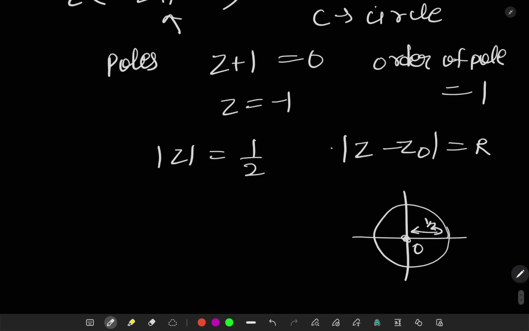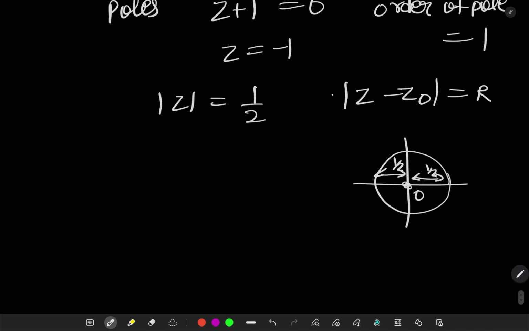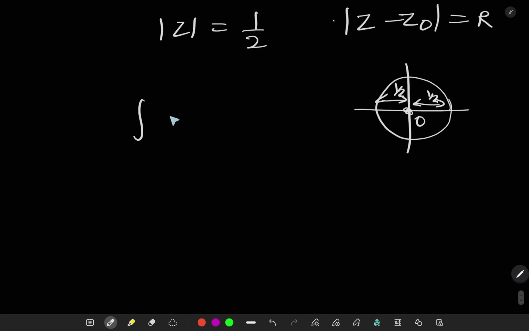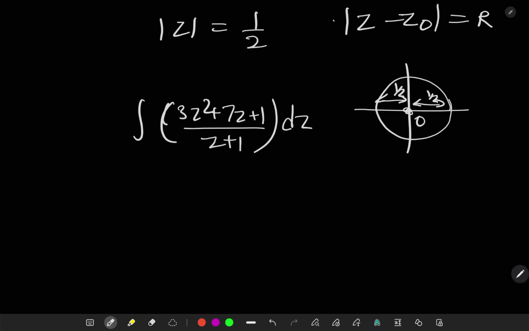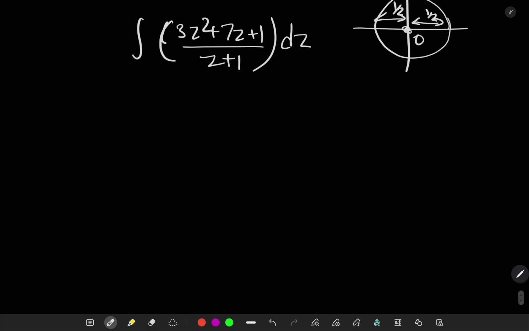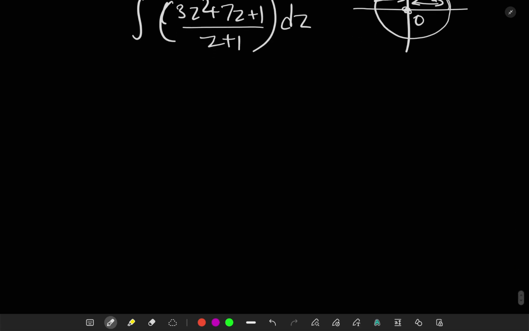Here you can see z = -1. If we see in this diagram, z = -1 does not lie inside this figure. So this integral becomes equal to 0, as we used here the Cauchy integral theorem. Let's do another question.